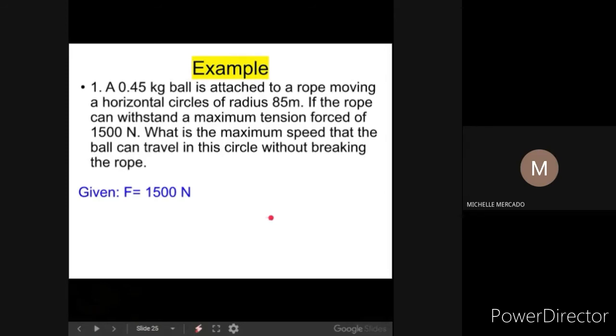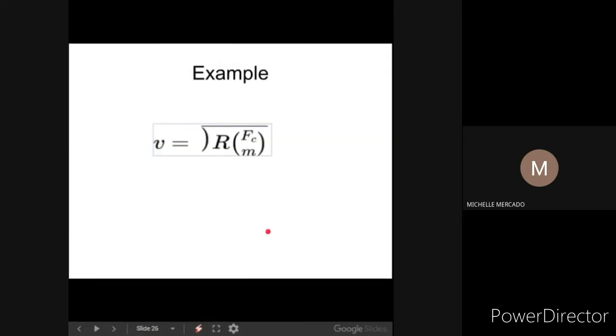Okay, again, ang given force natin is 1,500 Newton. Then, if ang given po natin is meter, we're going to convert it into centimeter by dividing by 100. So, 85 divided by 100 is equal to 0.85 centimeter. Then, ang given mass po natin is 0.45 kilogram. Then, we're going to find the velocity kasi nga po, di ba, we're going to find the maximum speed. Speed is another term for velocity. We're going to use this one. Velocity is equal to square root of radius, again multiplied by the centripetal force divided by the given mass.